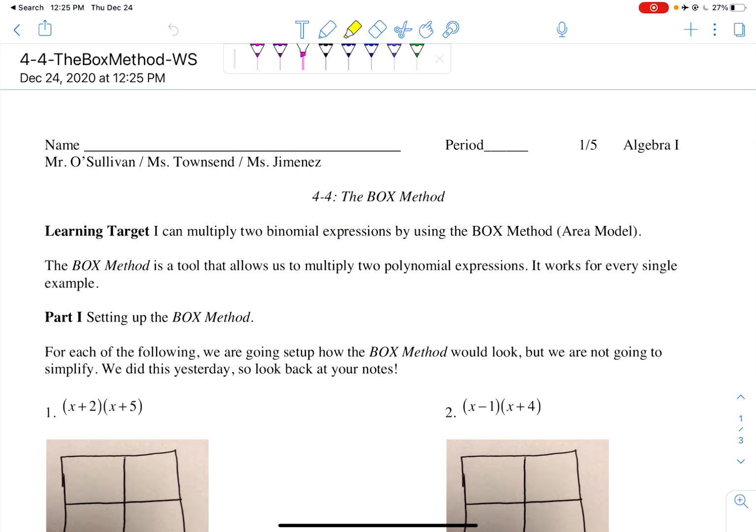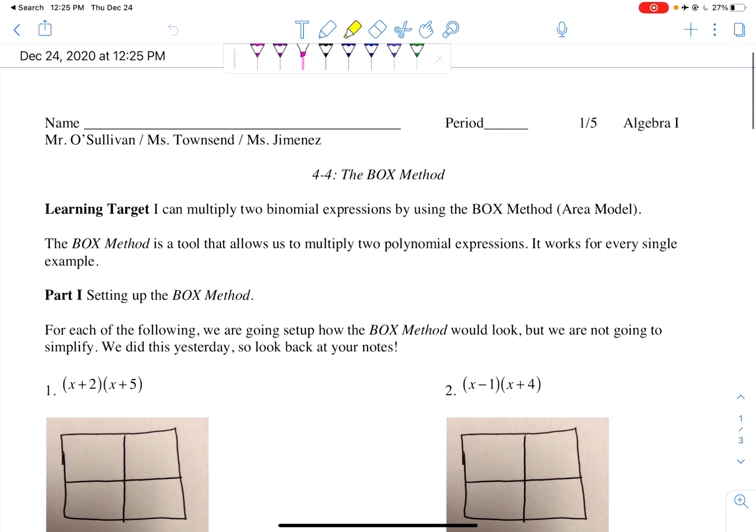And we use it to multiply basically polynomial expressions because it's much easier than using distribution and FOIL and all that stuff, because then your work is going to look pretty messy. So today's learning target is I can multiply two binomial expressions by using the box method or the area model.